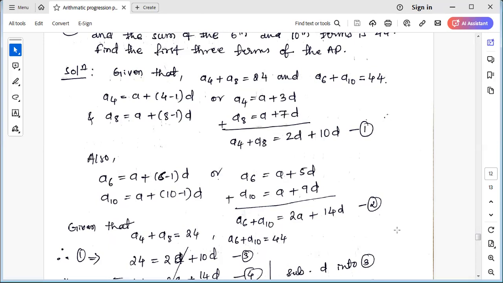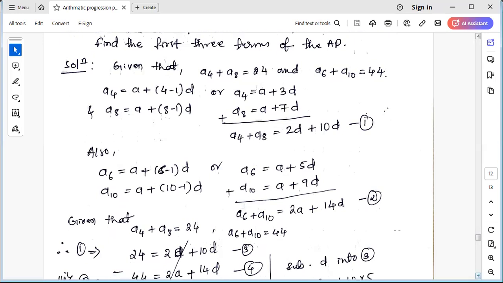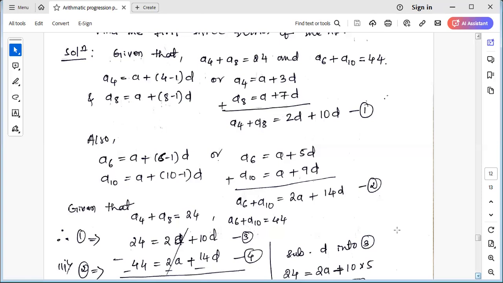So next, what we will do, we will write another two equations. Equation 1 is A4 plus A8 is equal to 2A plus 10D. This A4 plus A8 is given, that is 24. So you write this equation 1 as 24 is equal to 2A plus 10D.